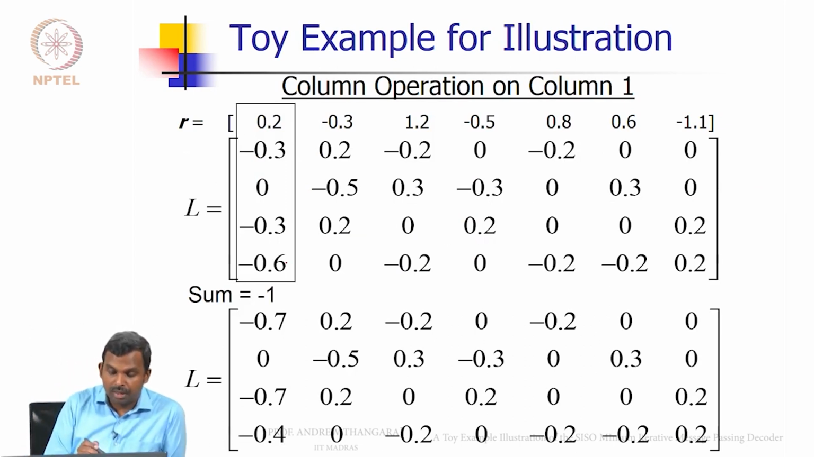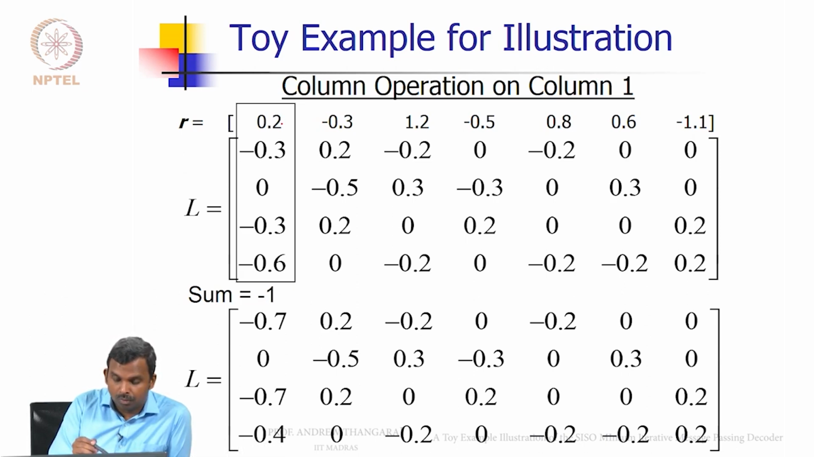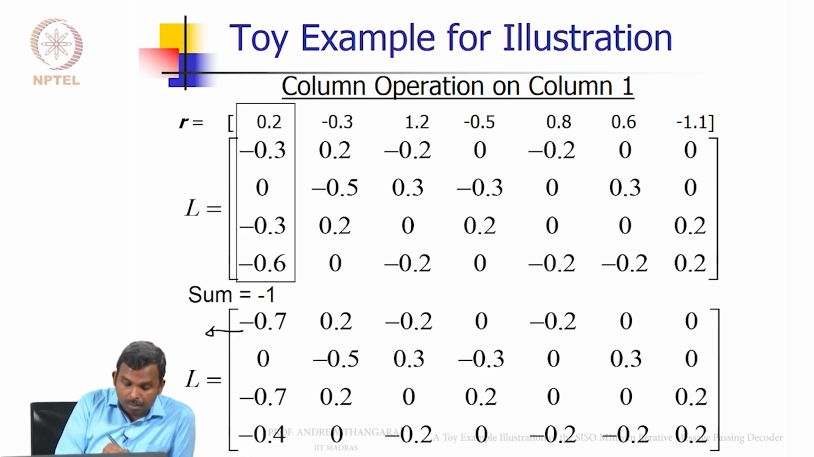Now, for the column operation, you look at the first column, the entries in the first column are minus 0.3, minus 0.3 and minus 0.6 and the value received from the channel is 0.2. So, the sum is going to be minus 1 here, is that correct? So, if you add up everything, you will get minus 1.2 plus 0.2 which is minus 1, is that okay? So, you see that, alright. And then what do we do? How do you find minus 0.7 here? So, you take minus 1 and then you subtract minus 0.3 from it, you get minus 0.7, is that okay? Minus 1 minus minus 0.3, that became minus 0.7.